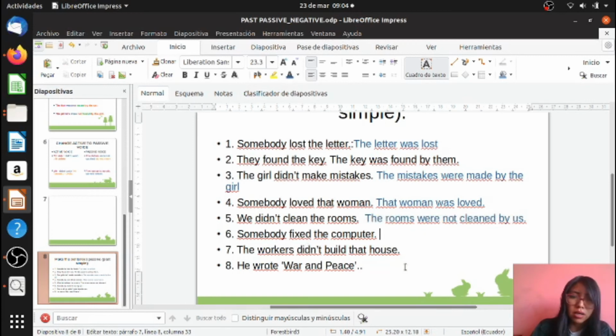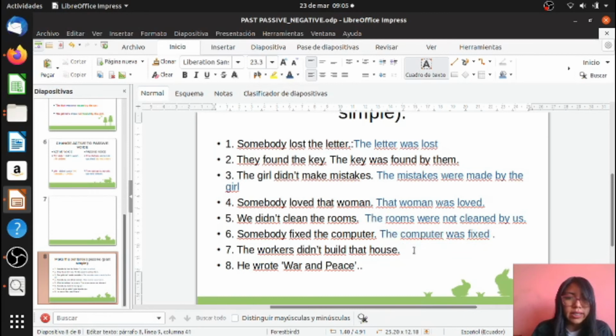Okay, somebody, I don't know who made the action, no sé quién la realizó. So the computer, that is singular, was fixed, that is a regular verb. Okay, that is simple. I don't know who made the action, so that is okay.